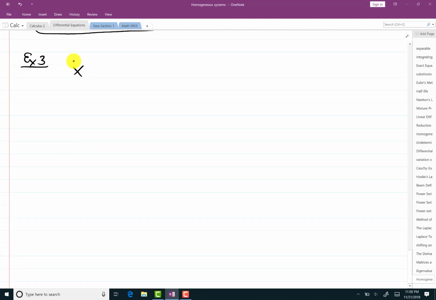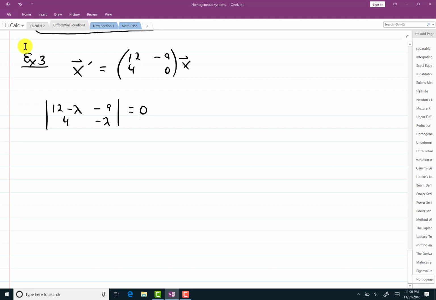For my next example, let's do a 2 by 2, 12, -9, 4, 0. And as before, I'll figure out my eigenvalues first. 12 minus lambda, -9, 4, 0 minus lambda is just negative lambda. These kind of determinants are easy. I have 12 minus lambda times negative lambda. The other way would be plus 36.